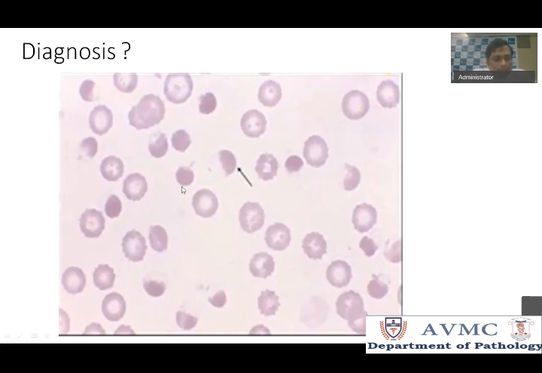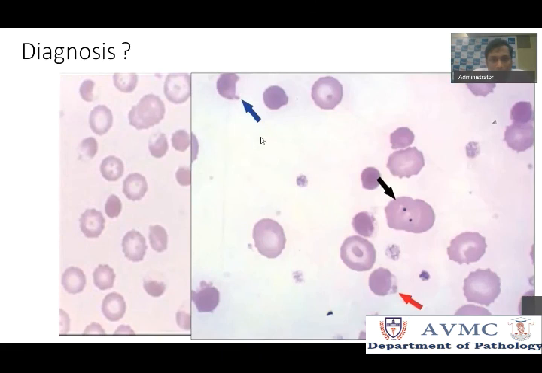Now this is a peripheral smear picture. You find some normal RBCs and you're finding something like a helmet, right? This is a classic helmet, like any Royal Enfield riders would have seen. Okay, so this is a helmet cell. You find a lot of helmet cells, and these are also called bite cells. It's as if someone has taken a bite of the RBCs. See, this is also called bite cells.